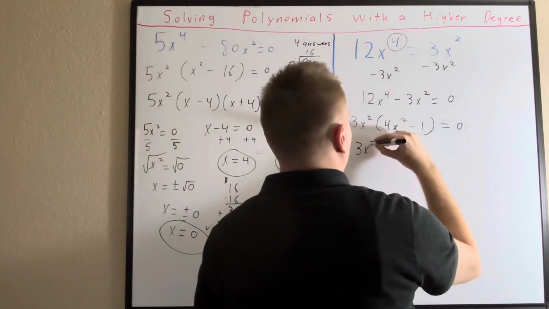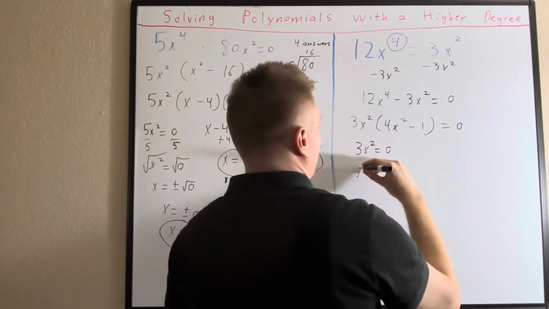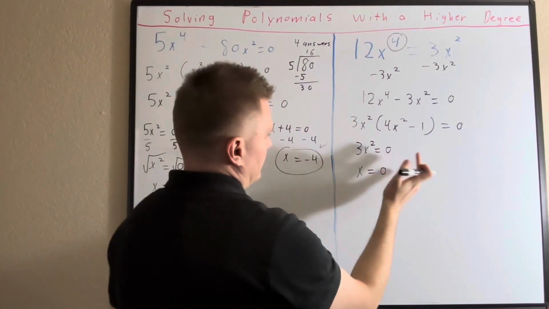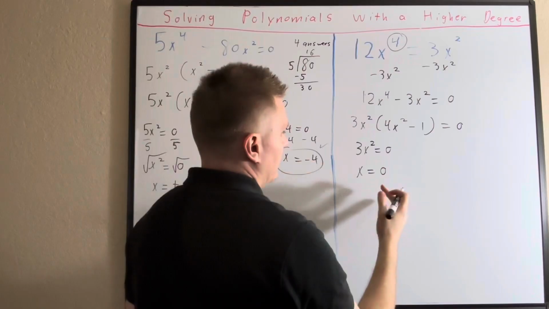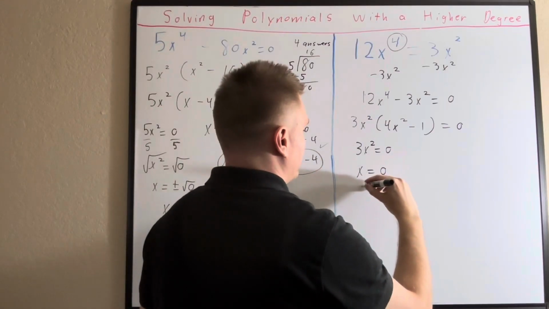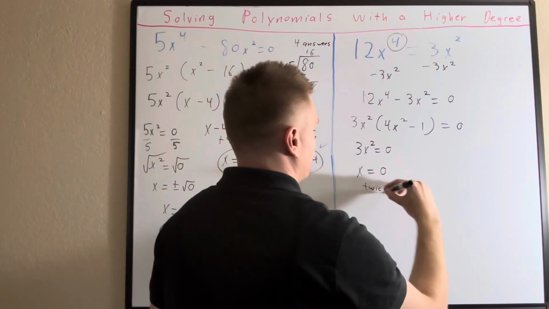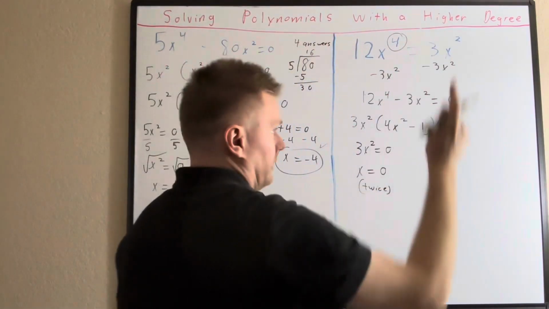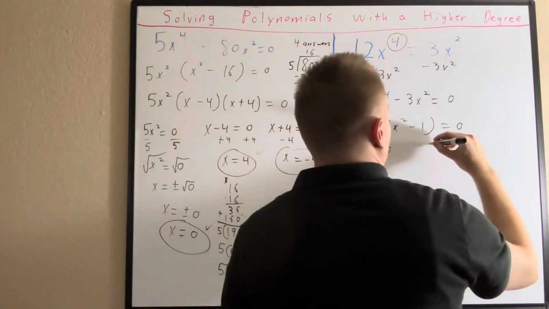So 3x squared equals 0. I think we can tell that that's going to be x equals 0 again. Divide by 3, get 0. Square root both sides. You get positive negative 0, which ends up counting twice. So it's 0, but twice. It's important to note that. So that accounts for 2 of our 4 answers right off the bat.